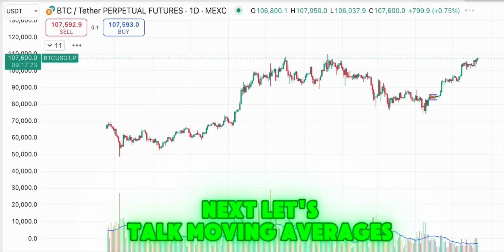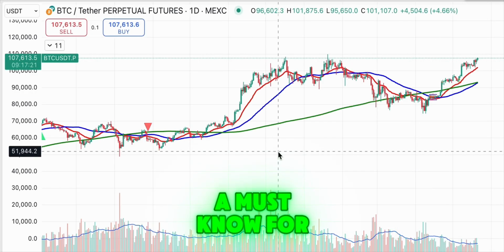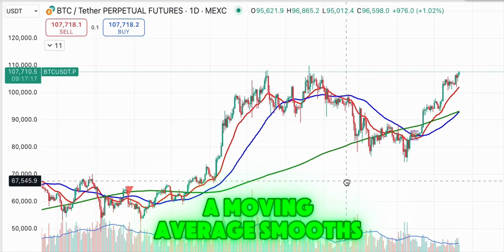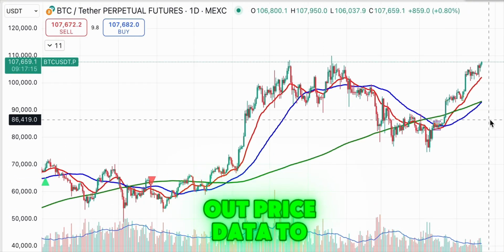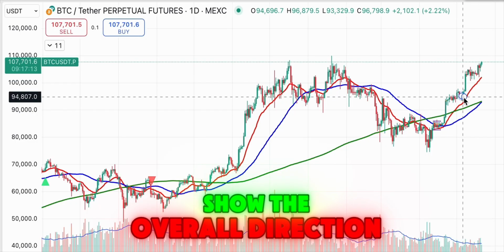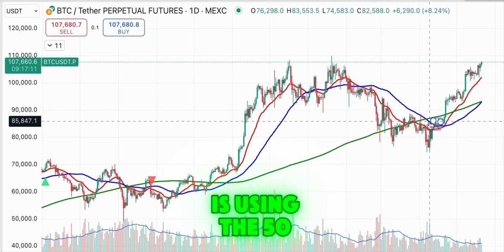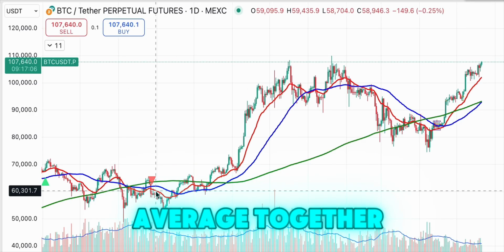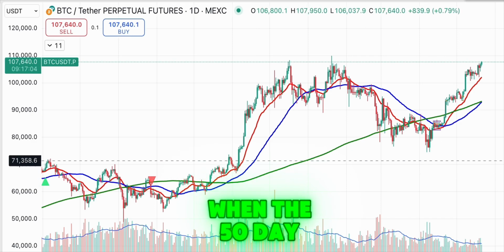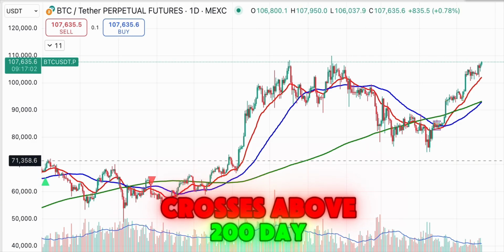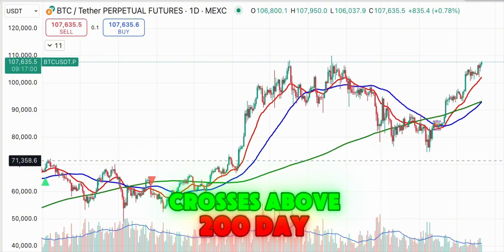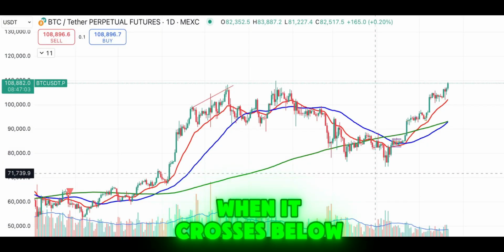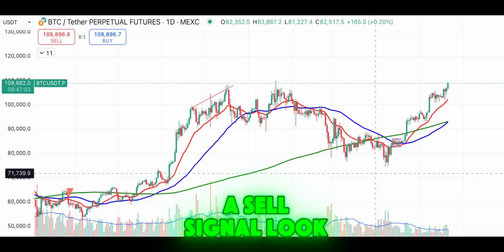Next, let's talk moving averages, a must know for spotting trends. A moving average smooths out price data to show the overall direction. My favorite is using the 50-day and 200-day moving averages together. When the 50-day crosses above the 200-day, it's a golden cross, a buy signal. When it crosses below, it's a death cross, a sell signal.